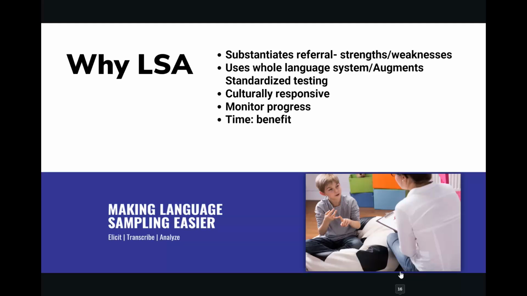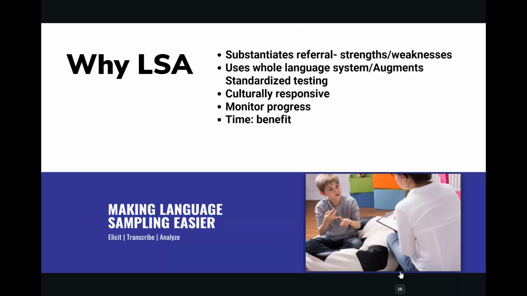Also, language samples can be pretty unbiased and culturally responsive. We'll do a conversational sample where we can talk about anything that we like. We're using books for narrative retells and expositories. Expository and persuasive samples with older students.